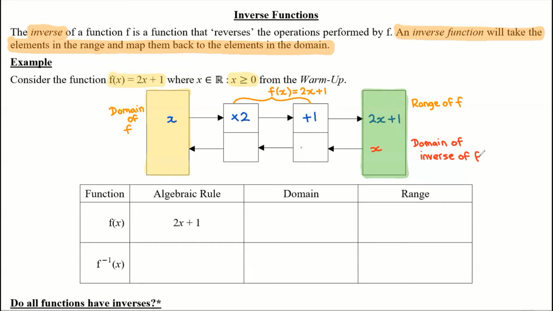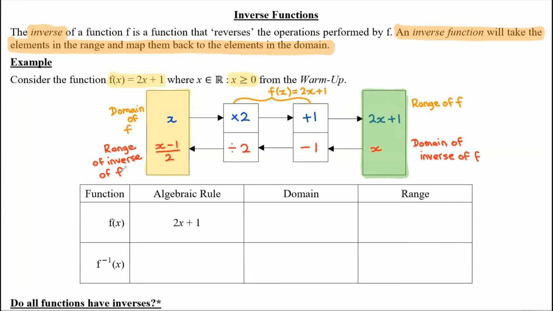Well, I simply have to remove 1 from my x value, from my domain of the inverse of f. Then I have to divide it by 2, and that will take me back to my domain. But this is going to be a different function, isn't it? This is going to be, let's have a look, x subtract 1 all over 2. All right, and this is now the range of the inverse of f. So we seem to have swapped the domains and ranges around when we perform the inverse.